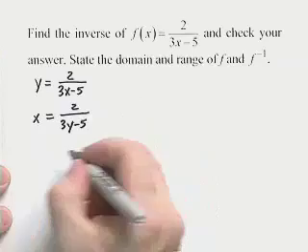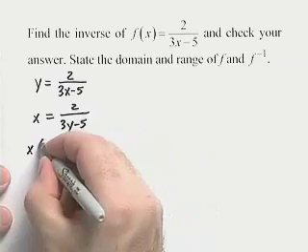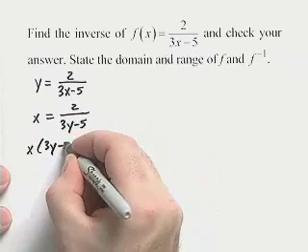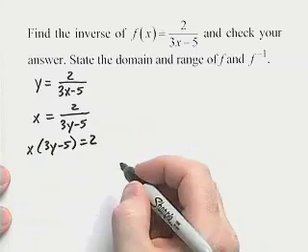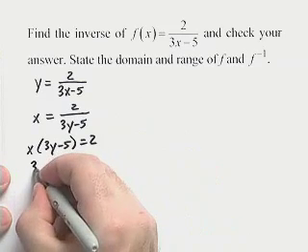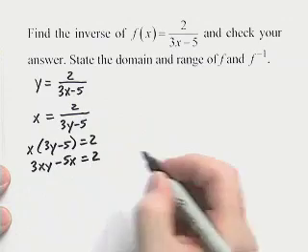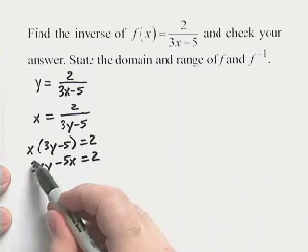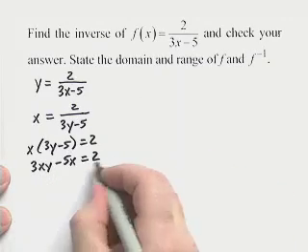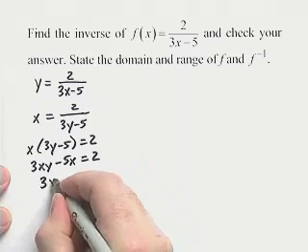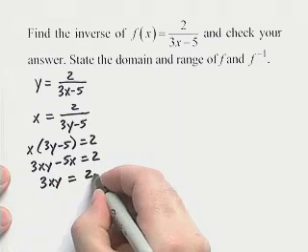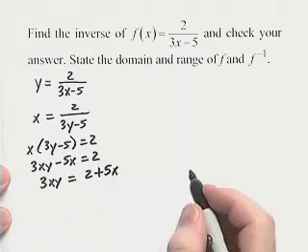Multiply both sides by 3y minus 5. We'll have x times 3y minus 5 is equal to 2. Distribute our x: 3xy minus 5x is equal to 2. We want to isolate the term involving the y, so we'll add 5x to both sides. 3xy is equal to 2 plus 5x.